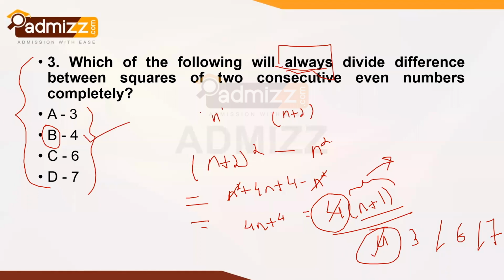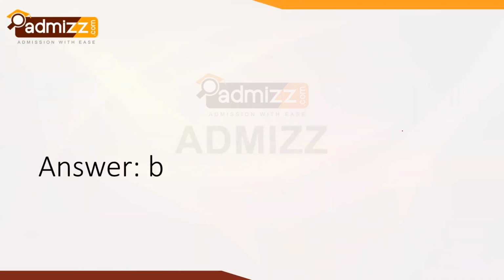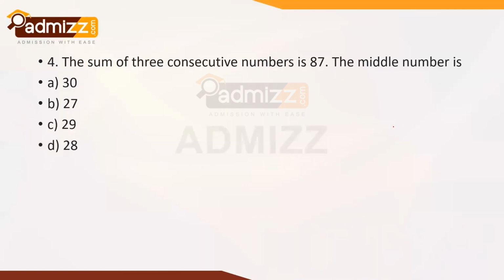Was this clear to everyone? Okay, so with this done, let's move to the fourth question. The sum of three consecutive numbers is 87. The middle number is.